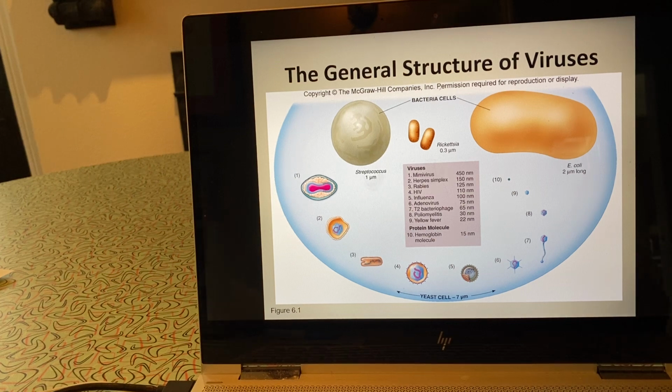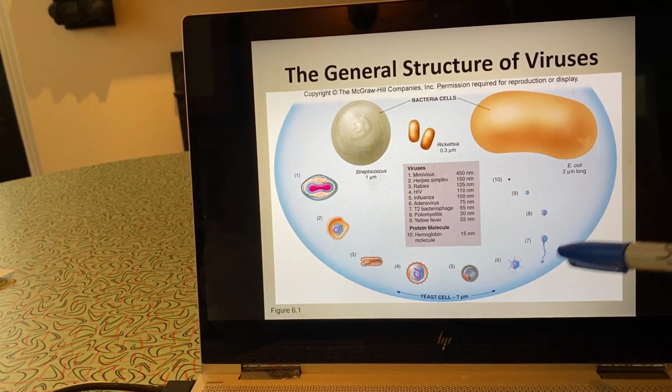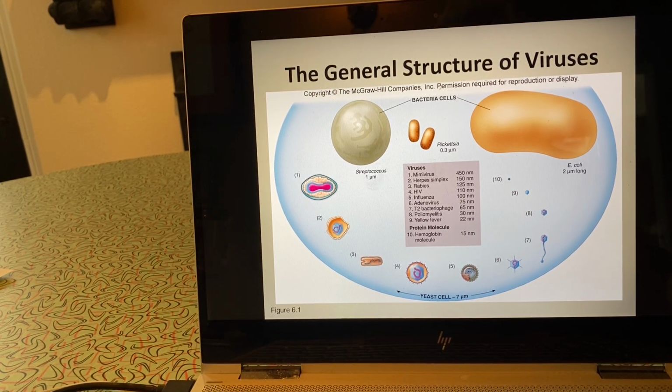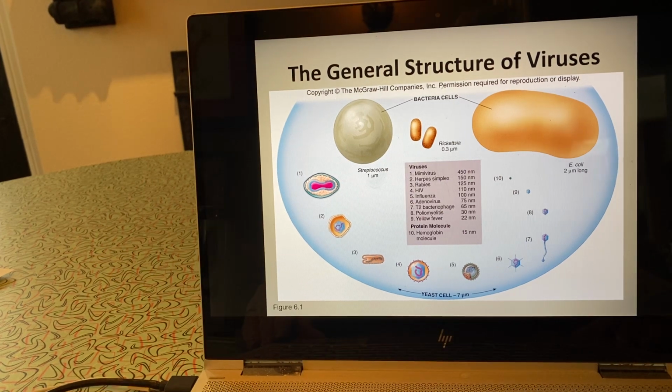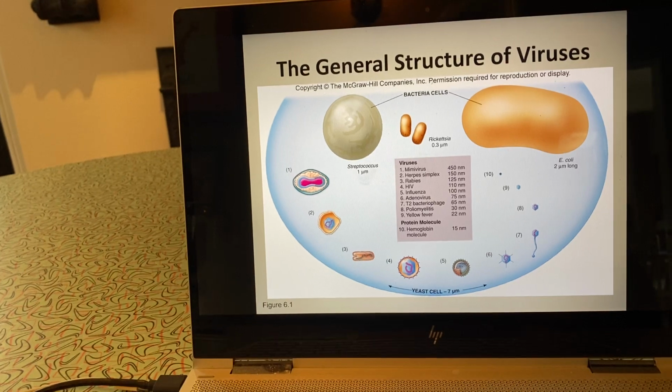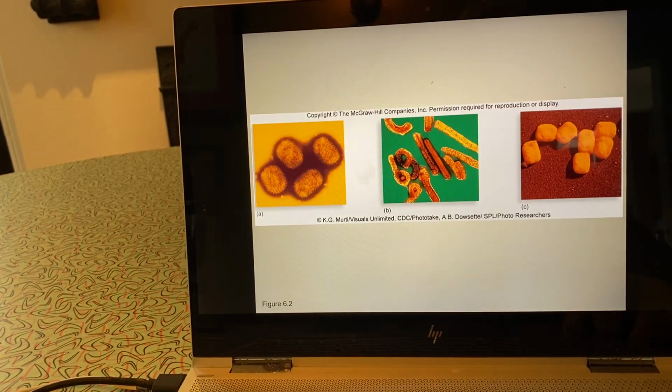So what I was saying at the very tail end was, look at how small these things were, okay? And the comparison was that number 10 right here is a single molecule of hemoglobin, which of course is the oxygen carrying molecule in all of your red blood cells. So, yep, you're dealing with organisms that are incredibly small.